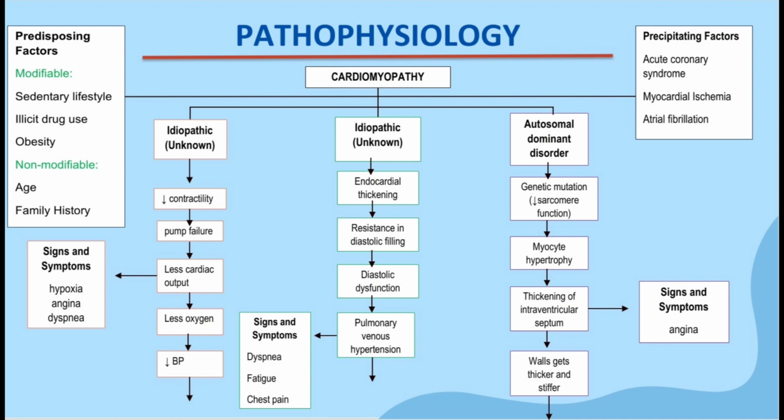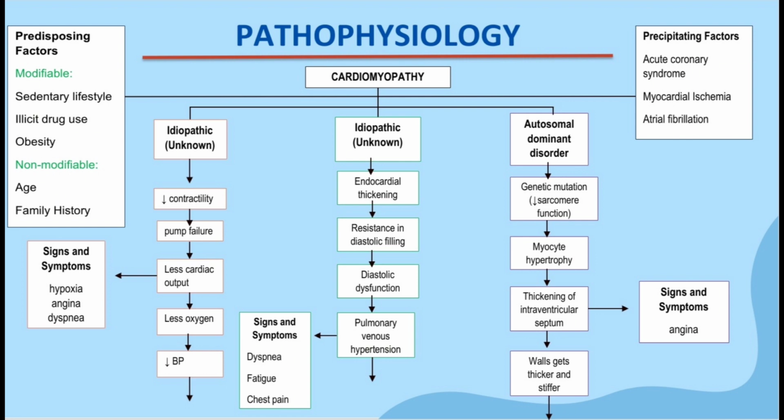Good morning, everyone. So now we will discuss the pathophysiology of cardiomyopathy. We have here three types of pathophysiology: dilated, restrictive, and hypertrophic cardiomyopathy. I'll first discuss the dilated cardiomyopathy.